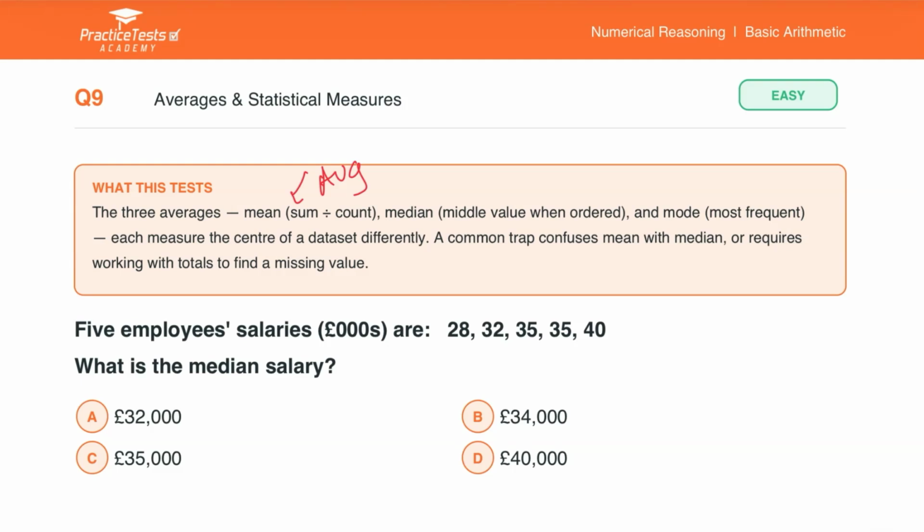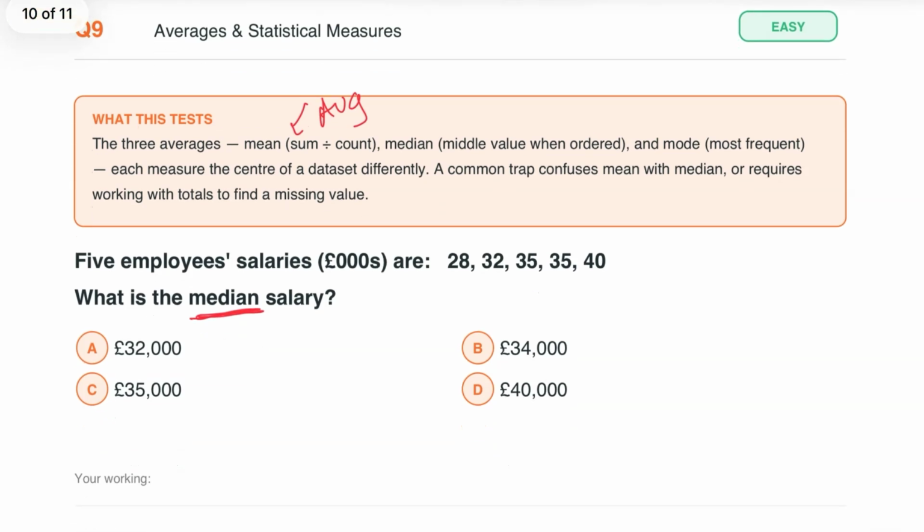Here we have 5 employees' salaries. They are in thousands: 28, 32, 35, 35, 40. What is the median salary? Pause the video and attempt it yourself. Now, median means the middle value when ordered. Median means middle, not the mean.